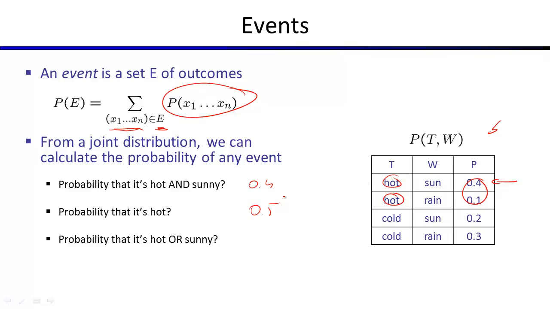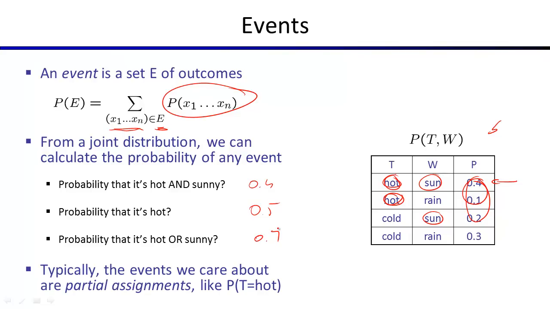What's the probability that it's hot or sunny? Well, this is a more complicated event. Now it's okay to be hot or sunny. So any row where we circled something is okay. So we get 0.4 plus 0.1 plus 0.2, making together 0.7. Usually, the events we'll care about are partial assignments, something about some subset of the variables, and we'll see a lot more about that later.